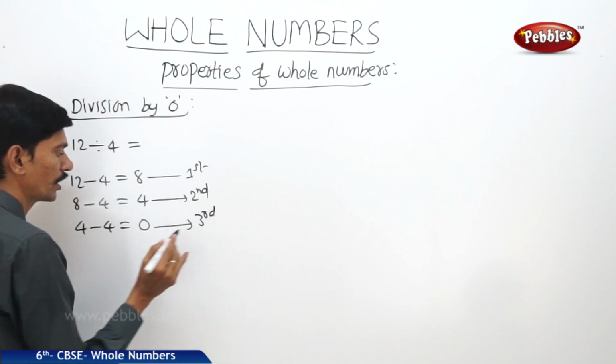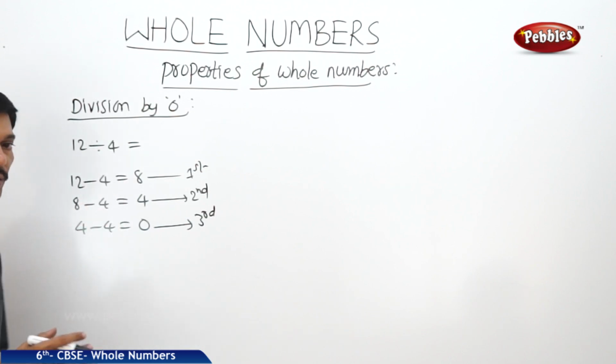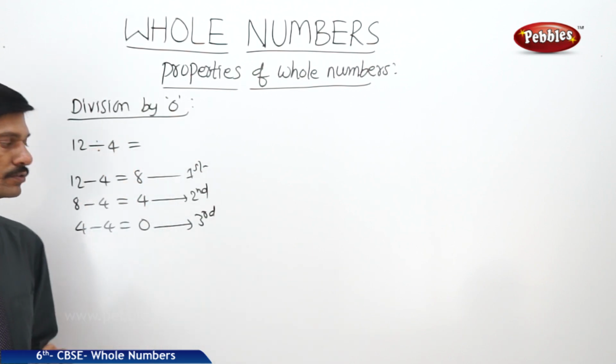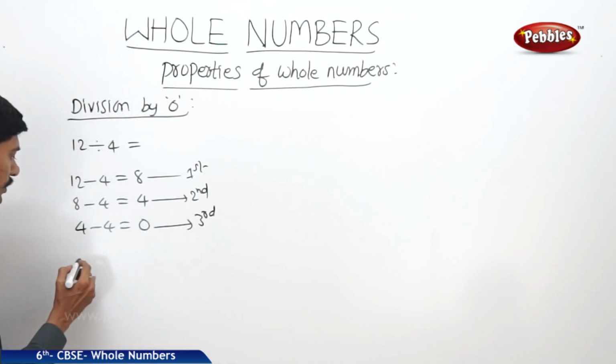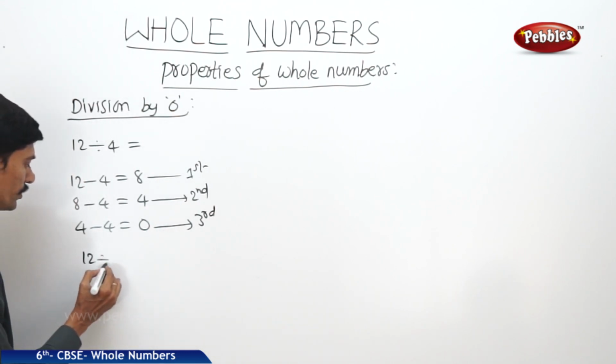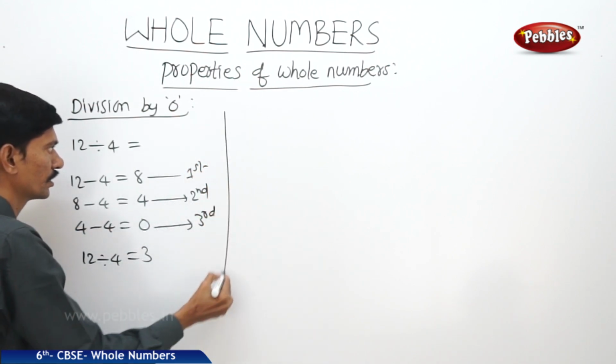So in which step did we get the difference 0? When 4 is repeatedly subtracted from the given number 12. So in the third step we got the difference 0. So then we can write that 12 divided by 4 equals 3. Now similarly, let us see another example.